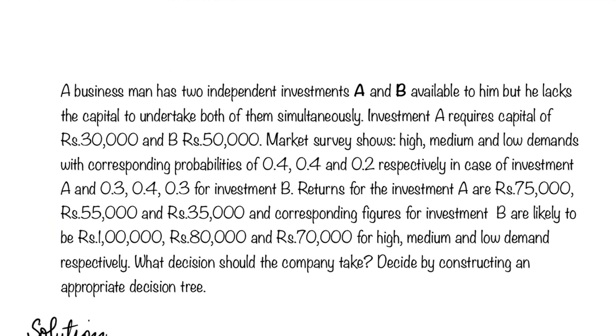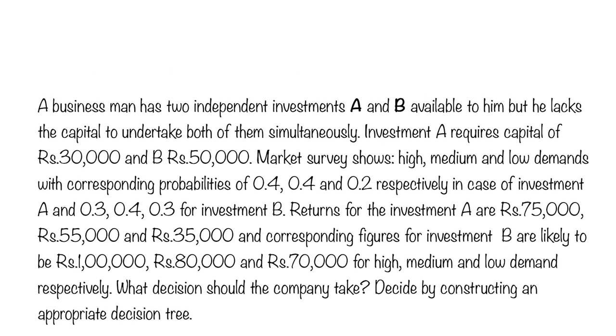Now let's study the question quickly. Please read this question two or three times, pause the video or take the screenshot and study it. So this is the question based on a businessman's investment, right? He has to invest in two investments, A and B, but he lacks the investment amount, right? So what is the amount he lacks? 30,000 and 50,000 investment he has to do, right?